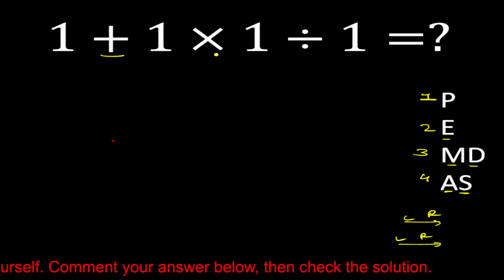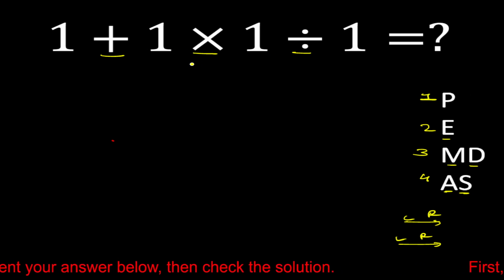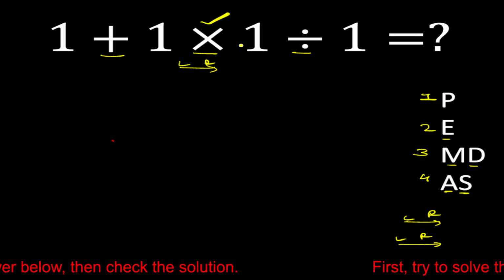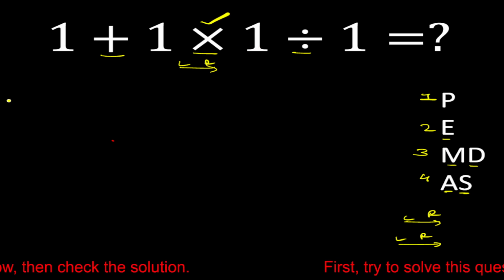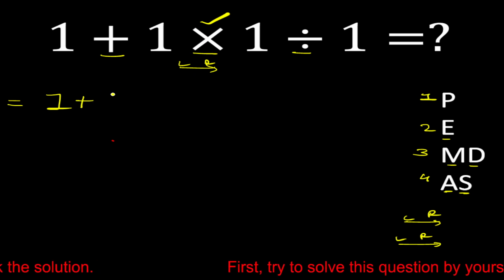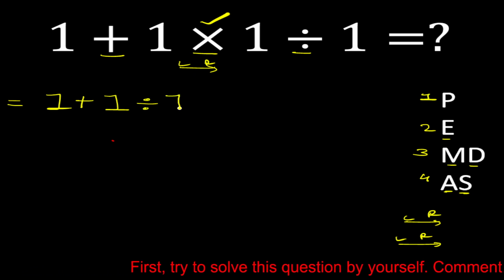In this question, there is one addition, one multiplication, and one division. Here multiplication and division both have equal priority, so we have to solve from left to right. So first we have to solve this multiplication, which is equal to 1, plus also this multiplication, 1 multiply 1 is equal to 1 divided by 1.